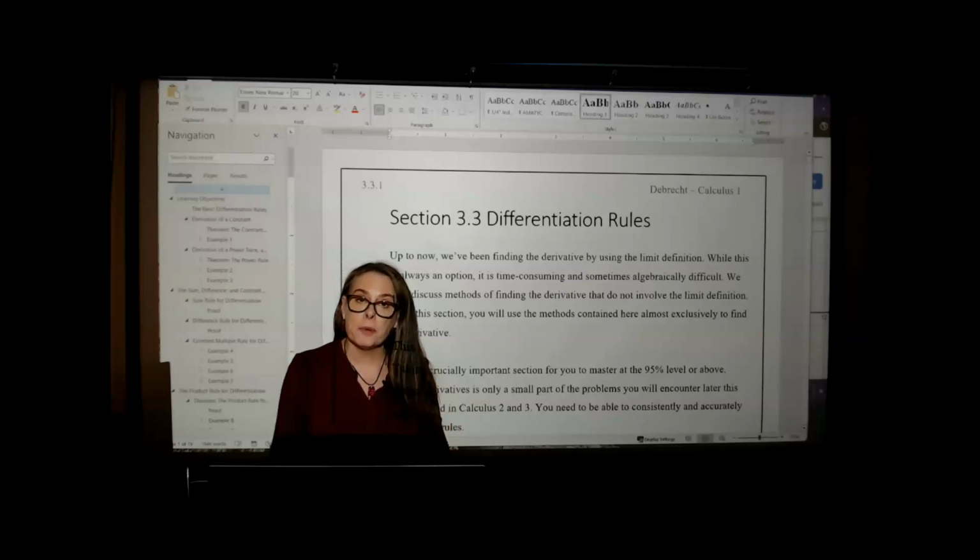Now, this is a super important section that you need to master at the 95% level or above. Taking the derivative becomes a small part of what you do in Calculus 2 and 3. You have to be very accurate at finding derivatives. Let me share my screen with you and we'll get started.